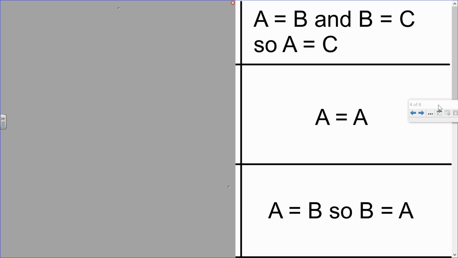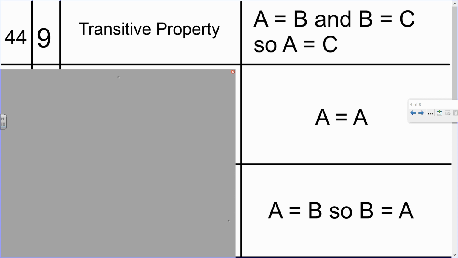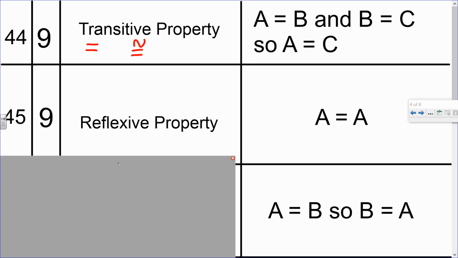Reflexive. We also have one that if we know this side is congruent to this side and the second side is congruent to a third side, then the first and third have to be congruent. Or one angle is congruent to another one, that angle is congruent to a third one, so the first and the third angles have to be congruent. Does anybody remember the name of that one? That one is called the transitive property, and it works for either equality or congruence. Same thing with reflexive property.